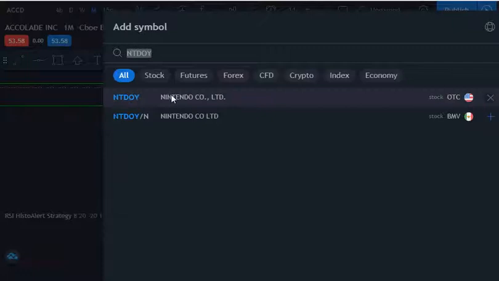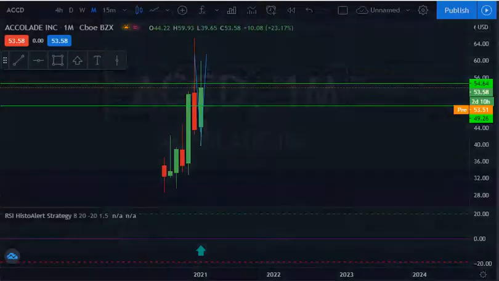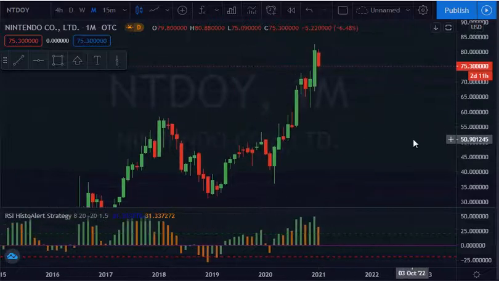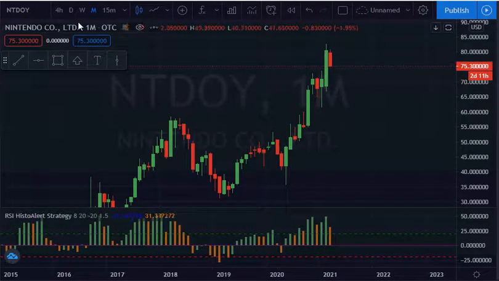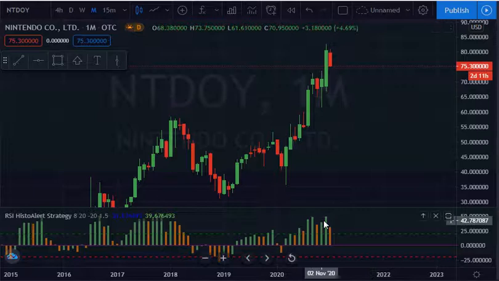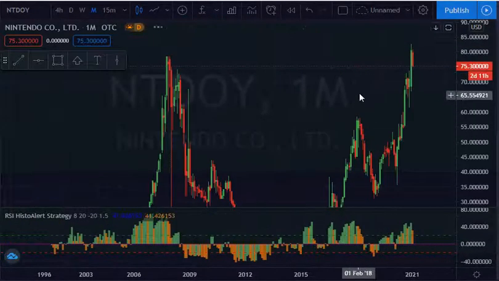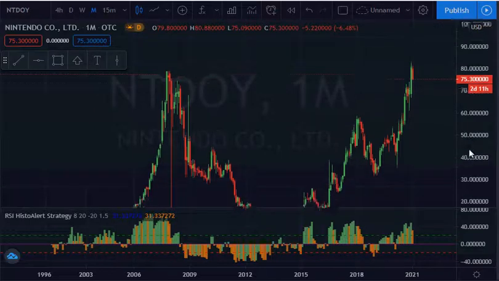Nintendo. I expect you were laughing when I said NTDOY, because I don't have a clue what's going on with these things. But let's bring it up on the chart, and there it is there. So first off, I'll be looking at the monthly. Well, we've changed from green to red, so we've obviously broken some sort of massive, or touched some sort of massive resistance level, as you can see.